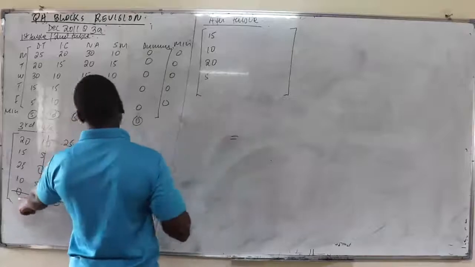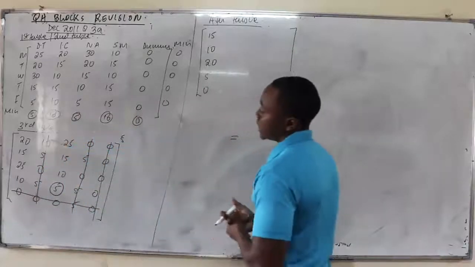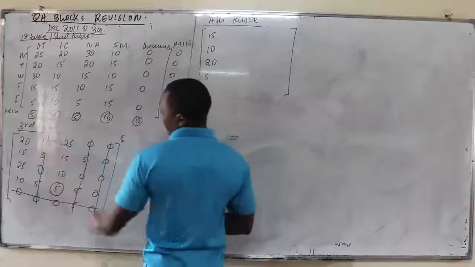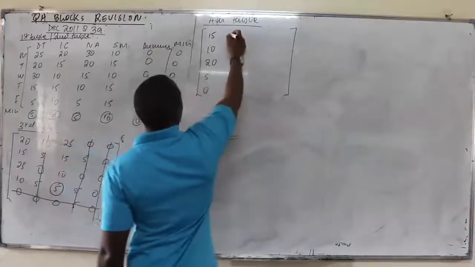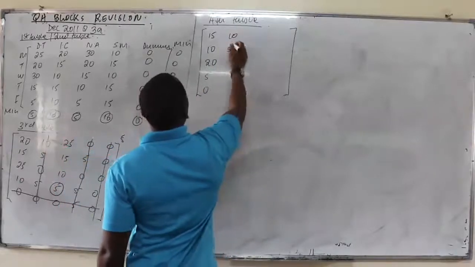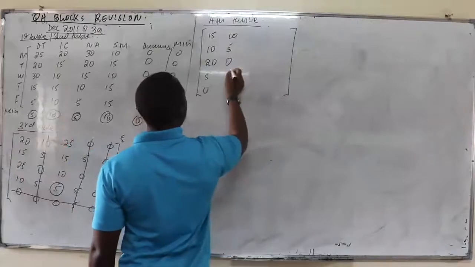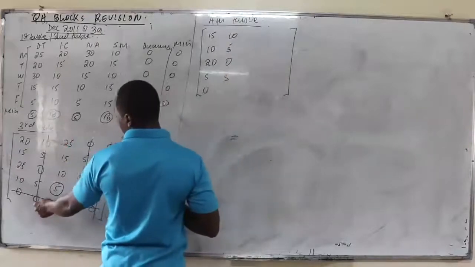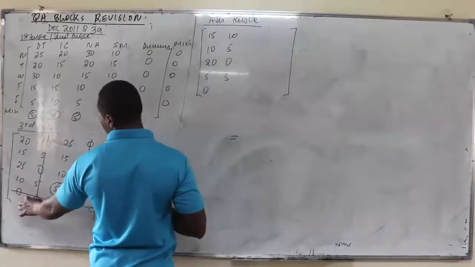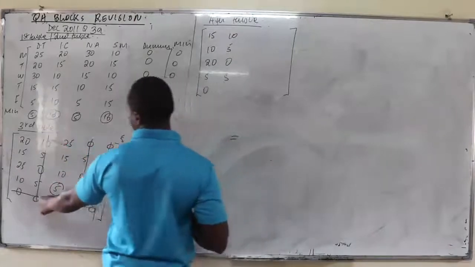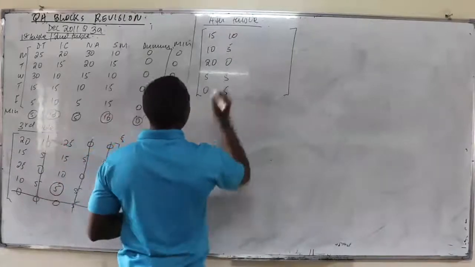Then 0 is crossed once, so you maintain it. So then in this column, that is crossed once, we maintain. So we'll be having 10, 5, 0, 5. But this 0 is crossed twice. So therefore, if crossed twice, you add the minimum. So it will be 0 plus 5 and you get 5.